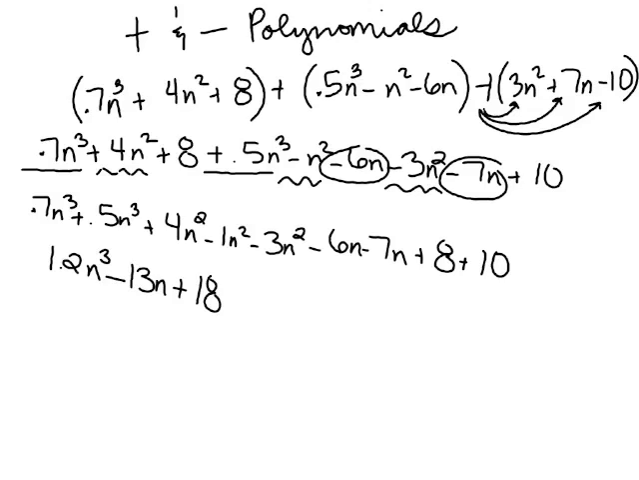Alright, so adding and subtracting polynomials. It helps if you can keep your like terms together. That's where everybody usually gets thrown off, if they try to add an n cubed and an n squared. So rewrite it, put your like terms next to each other.